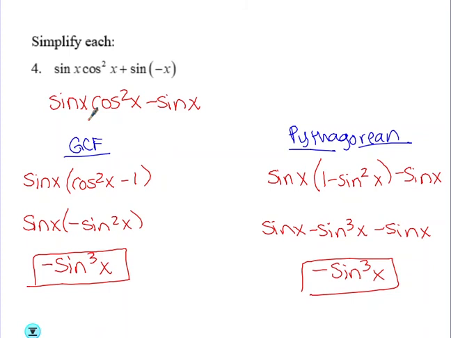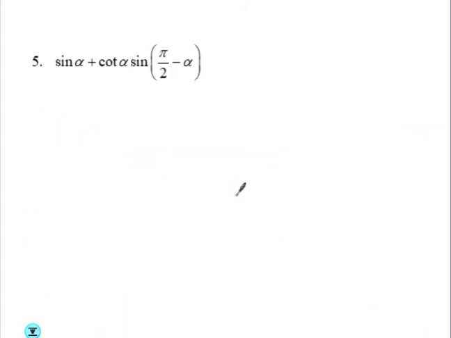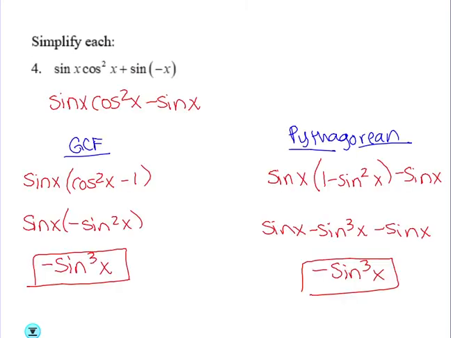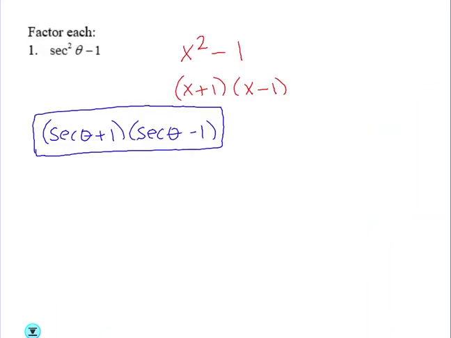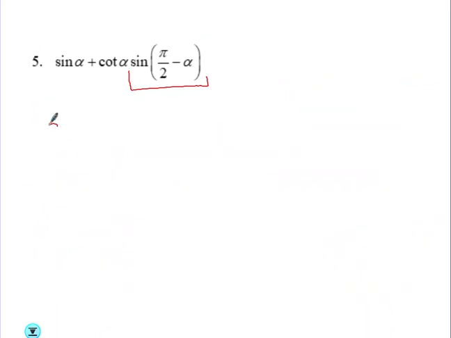Let's look at another example. Here we have sine of alpha plus cotangent alpha times sine of pi over 2 minus alpha. Well, this is one of our cofunction identities. You can see that sine of pi over 2 minus theta is equal to cosine of theta. So let's go ahead and do substitution. So we have sine of alpha plus cotangent alpha times cosine alpha.